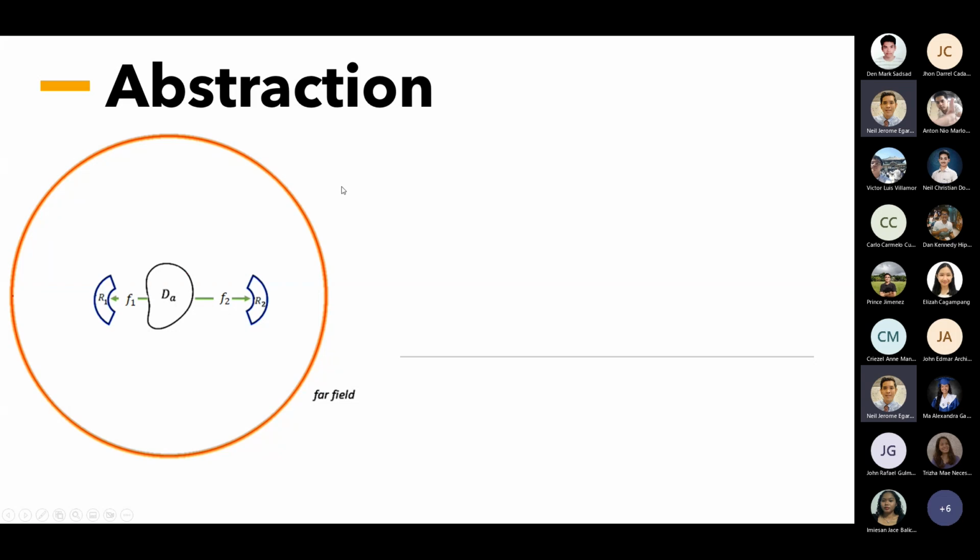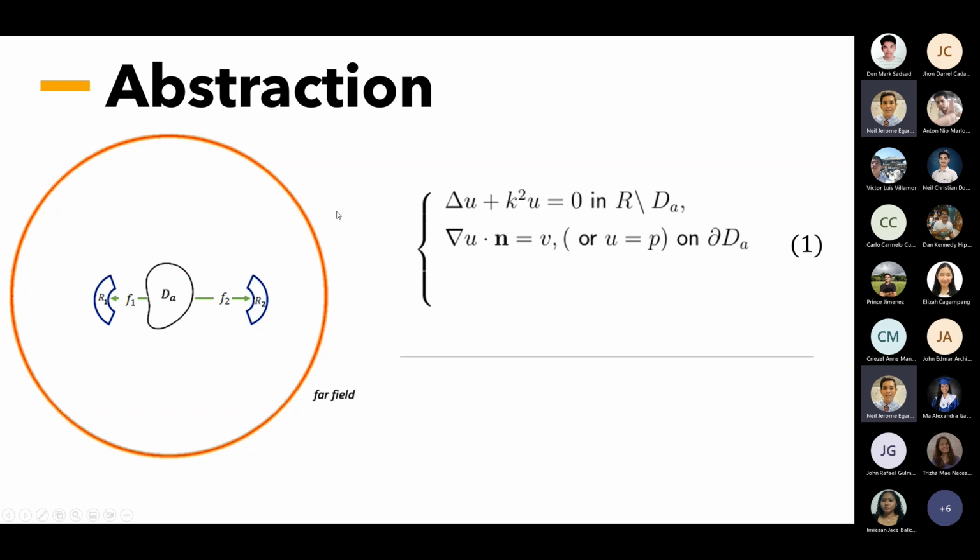So halimbawa, sa propagation ng sound waves or acoustic waves, right? So ito lang yung governing equation. This is what we call the Helmholtz equation, which is kind of similar to the governing principle sa steady heat flow, right? So dito nadagdagan lang ng k squared u yung nasa left-hand side ng equation, right? But essentially same thing.